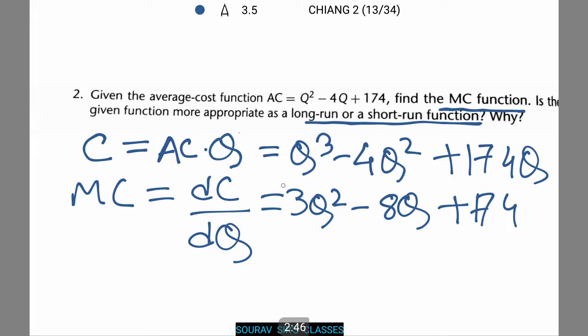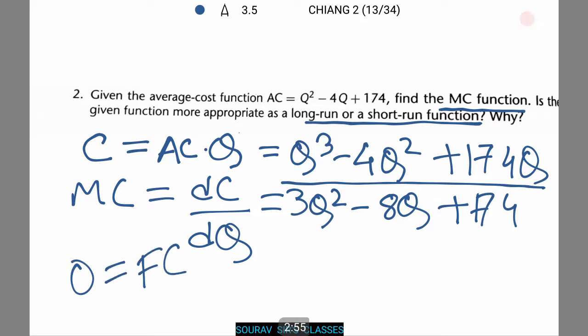Now notice in the total cost function there is no fixed cost, that is, 0 fixed cost. Thus the situation depicted here is the long run, because if you remember, in the long run the fixed cost is always 0.